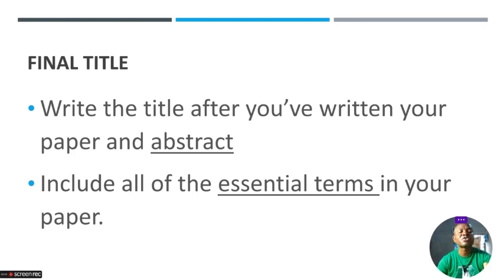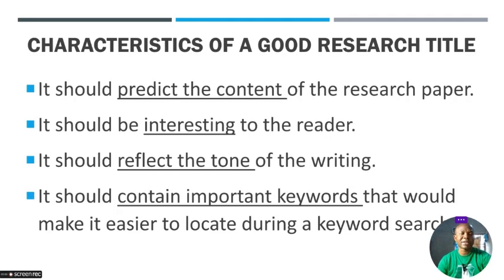That is when you are going to know the most suitable title even for that particular research. Now, these are the characteristics of a good research title. Number one, it should reveal the content of that research paper. Number two, it should be interesting to the reader. Nobody wants to go through a boring article topic. Number three, it should reflect the tone of the writing.